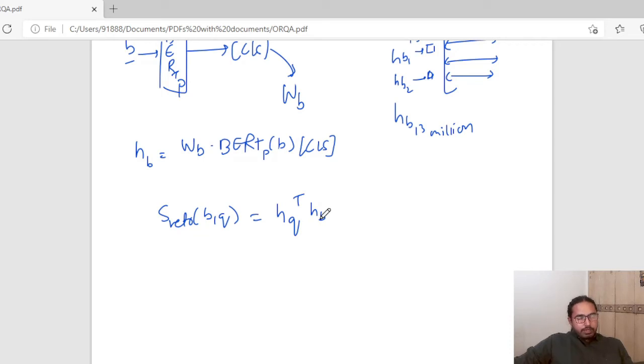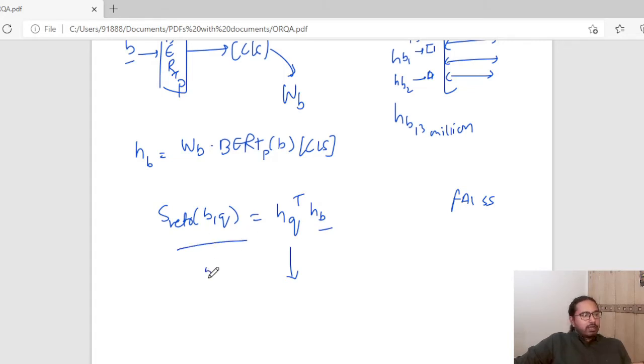In practice, we have specialized libraries which do this for us, and I think one of them is FAISS. At runtime, whenever a new question arrives, the question encoder will create the HQ for it. Once we have the HQ, we already have the HB for all the 13 million blocks, and using specialized libraries, we quickly calculate the S retriever for each block.